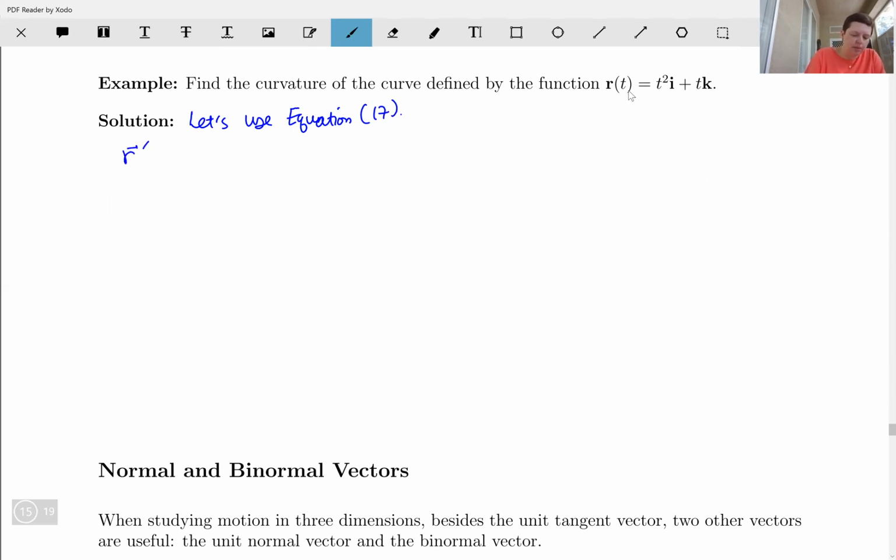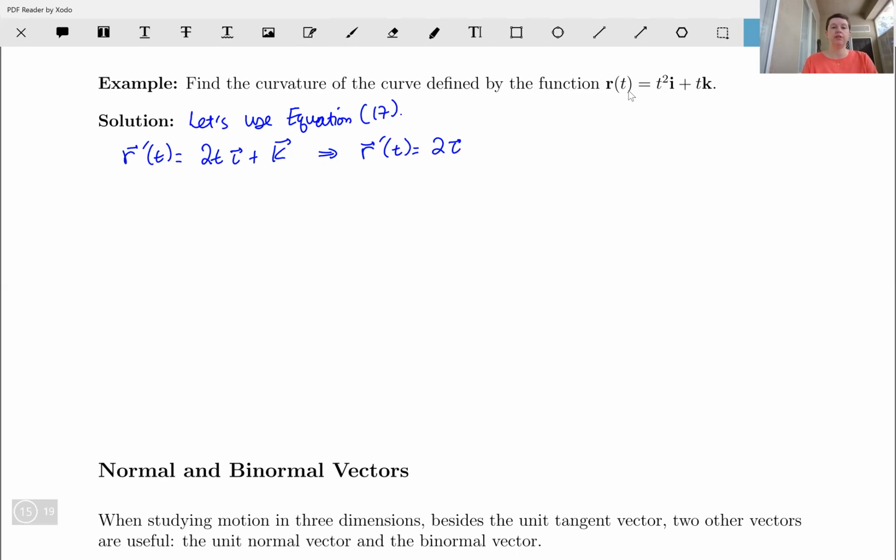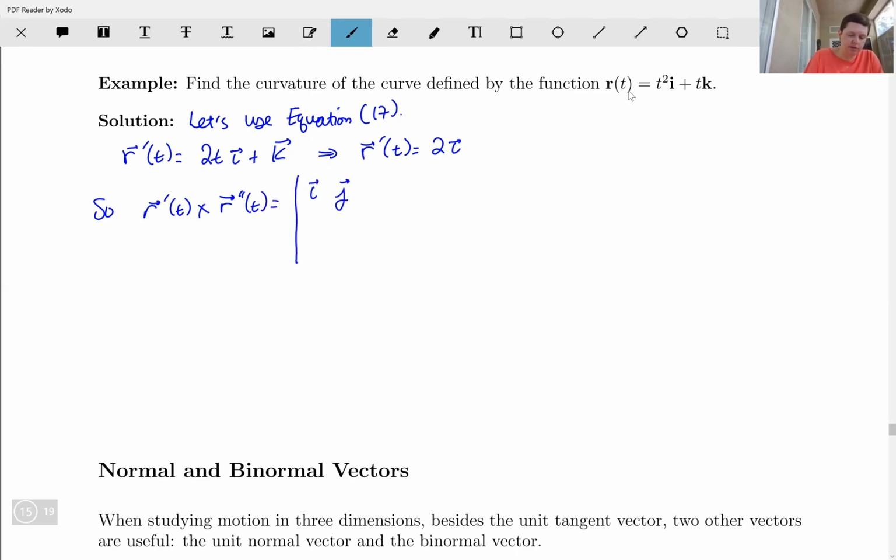So r prime of t is 2t times i plus 1 times k. And then the second derivative is just going to be 2 times i. And if you look at those formulas, you might see why we decided to just go with the cross product one. So the cross product of r prime and r double prime is the matrix: i, j, k is the first row, 2t, 0, 1 is the second row, and 2, 0, 0 is the third row.